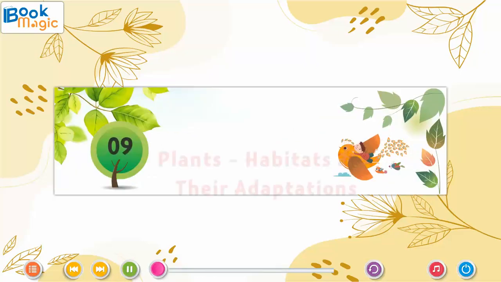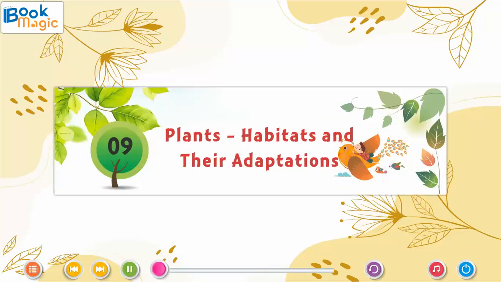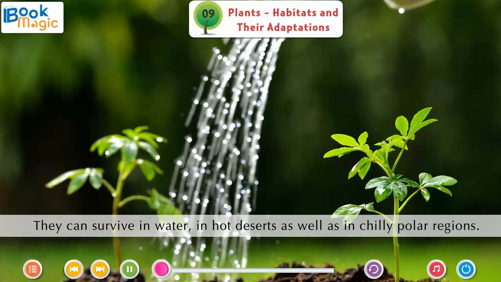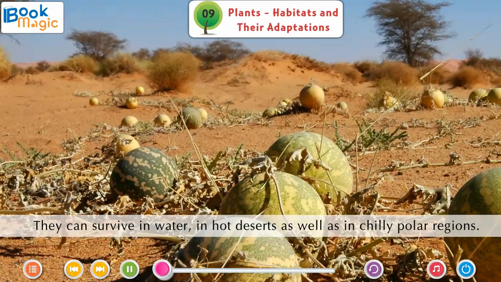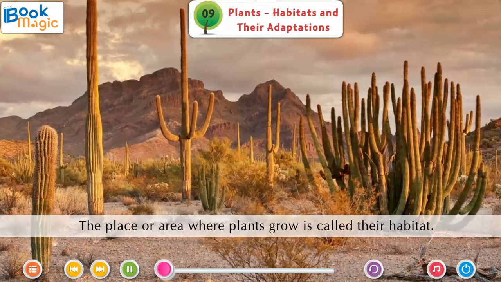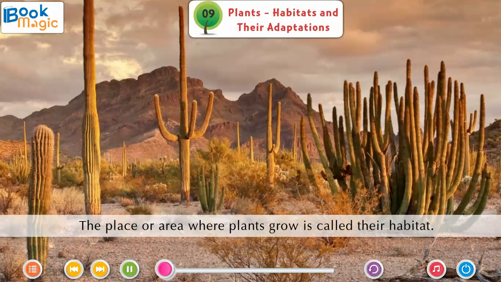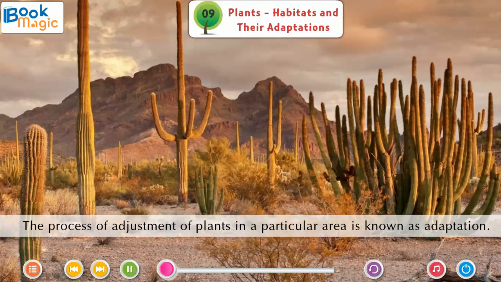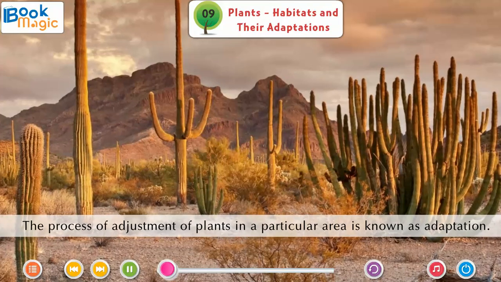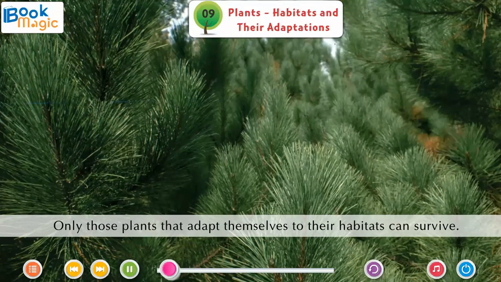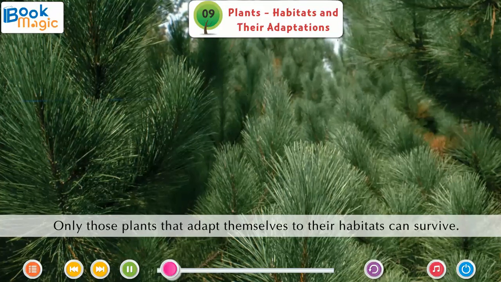Chapter 9. Plants, Habitats and their Adaptations. Plants grow everywhere. They can survive in water, in hot deserts as well as in chilly polar regions. The place or area where plants grow is called their habitat. The process of adjustment of plants in a particular area is known as adaptation. Only those plants that adapt themselves to their habitats can survive.